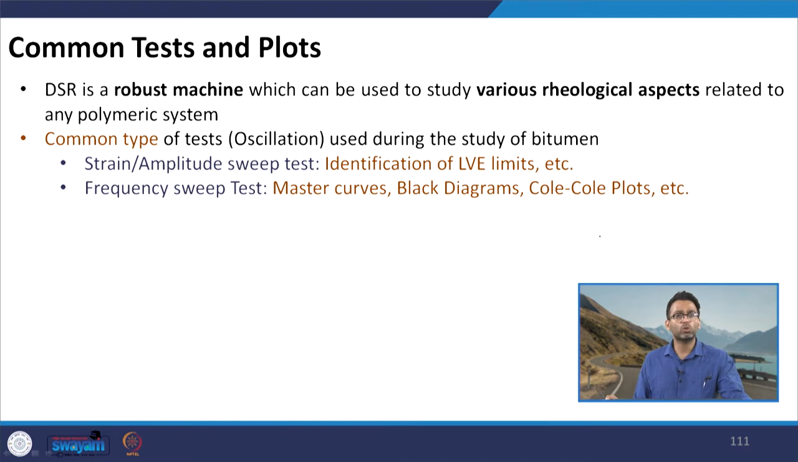We typically also do frequency sweep tests very commonly. Now, a frequency sweep test, or you can say a time sweep test, is where we are trying to see the variation of any viscoelastic parameter such as complex modulus with change in frequency. Okay. And what are the benefits of doing a frequency sweep test? Well, you can first of all see how the binder is responding with variation in rate of loading or with variation in frequency of loading. And if we have data for different temperatures, we can plot master curves.